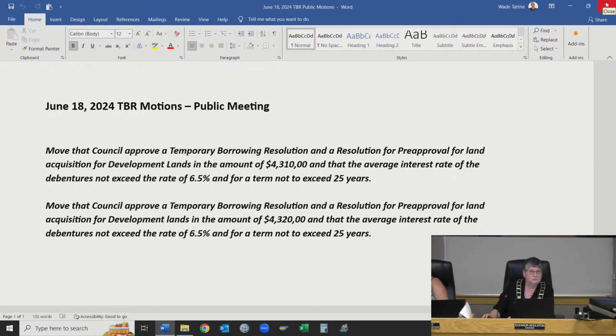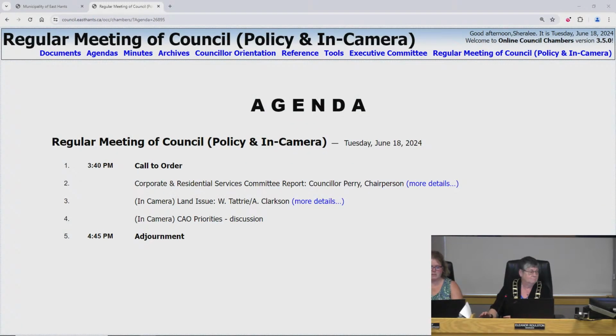So that concludes the business on the agenda today. I would be looking for a motion to adjourn. Moved by Councillor Perry, seconded by Councillor McPhee. All those in favor? Aye. Contrary? Motion is carried.